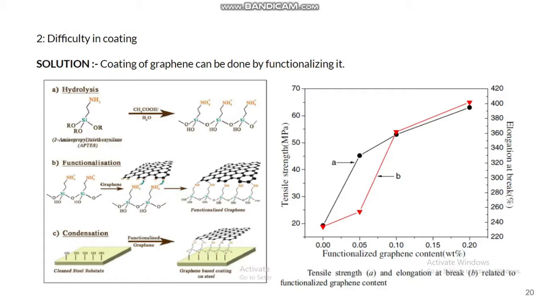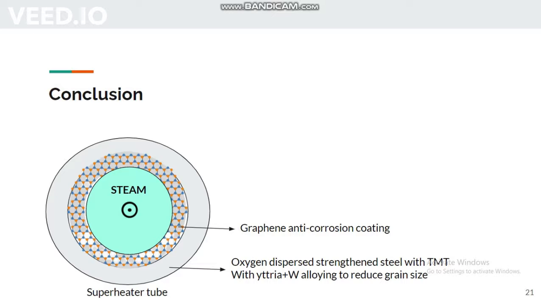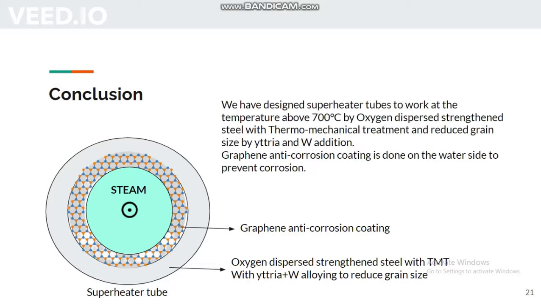The conclusion: we have designed superheater tubes to work at a temperature above 700 degrees centigrade by oxide dispersion strengthening of the steel with thermomechanical treatment and reduced grain size by yttria and tungsten addition. And a graphene anti-corrosive coating is done on the water side to prevent corrosion.